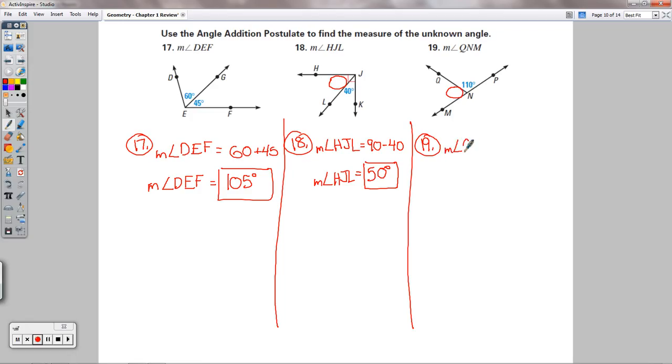So the measure of angle QNM, how else could you say it? You could say MNQ, as long as N, the vertex, is in the middle. You've got 180 minus 110. So the measure of angle QNM, the unknown one here, is 70 degrees.